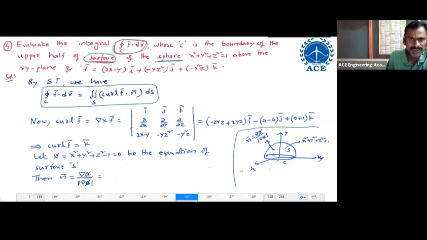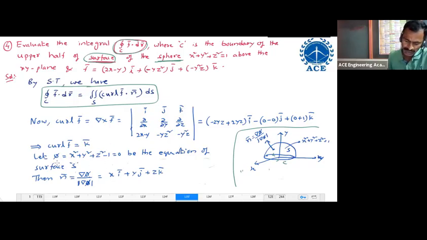In vector differentiation, yesterday's class first problem is similar to this. According to that, I am writing it directly. This n bar is similar to the very first problem in the vector differentiation topic: n bar equals x i bar plus y j bar plus z k bar. After simplifying, we get this for this equation of the surface.